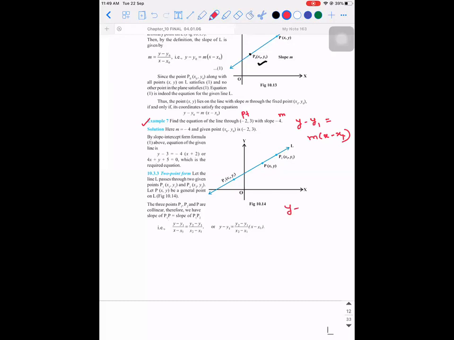So y minus y1, which is 3, is equal to m, which is how much? Minus 4, into x plus 2. So y minus 3 is equal to minus 4 into x plus 2. y minus 3 will be equal to minus 4x minus 8. So rearrange it: 4x plus y plus 5 is equal to 0. So this will be the required equation of the line. Easy, right? Okay, sir. Yes, sir.